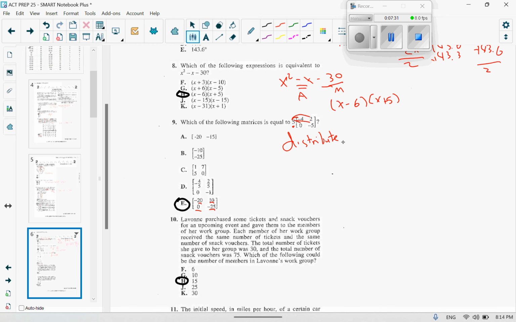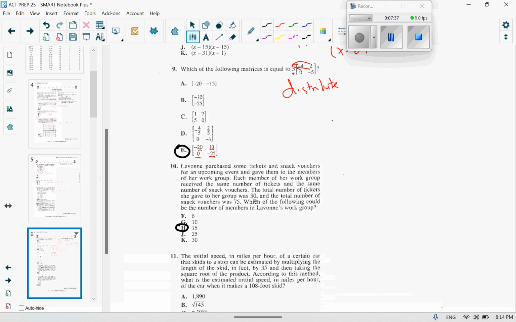Okay. Number 10. So purchase some tickets and snacks. One of them was 30, the other was 25, but they were consistent. So all it really comes down to is this problem is just asking for when they would both have the same denominator, for example. If I'm counting in increments of 15, and I do 30, 45, 60, and 75, that way I hit both 30 and 75, which is the goal, so therefore I'd have 15 people in my group.